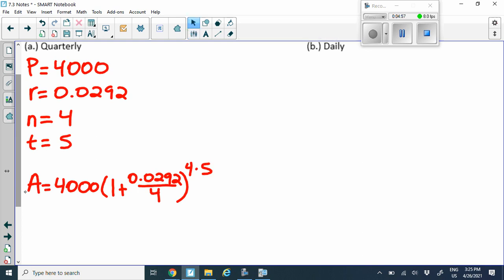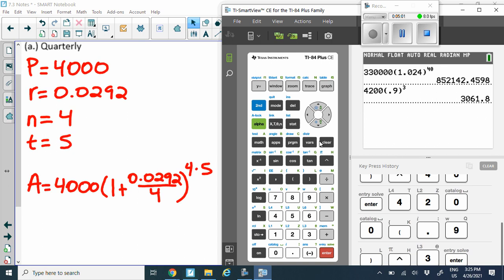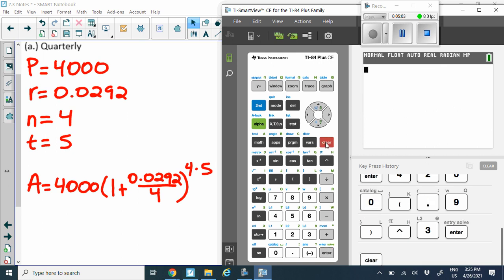Now, I do want to show you how you will plug this into your calculator. And I'm going to do it in the way that even scientific calculators will plug this in. So we first do 4,000, then plus. Now I need to do parentheses, 1 plus. Now because I have this fraction, I have to do another set of parentheses.